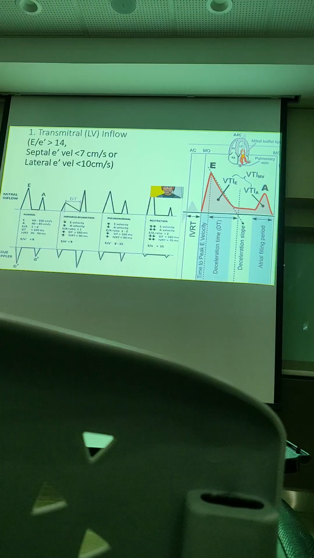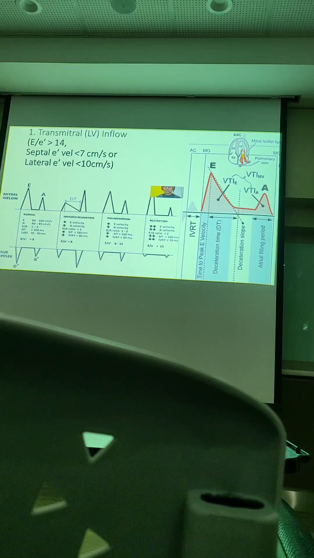Okay, so I'll skip to the third one because it's easier to explain. So restriction is basically when the LV is stiff, keras. So you need a good relaxation. You tak boleh laju sangat, tak boleh slow sangat. Slow sangat you get the grade 1 lah. Tapi kalau laju sangat it's actually more dangerous.